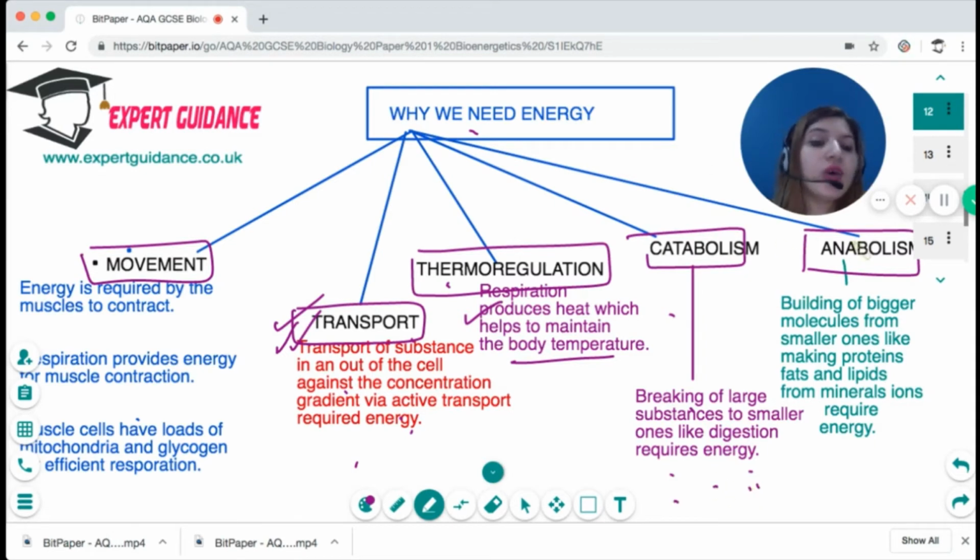On the other hand, we need anabolism. We need the glucose to be converted into cellulose in the plants. The energy is needed to convert glucose into glycogen in animals. The energy is needed to convert glucose into protein, fats, lipids, and oil. So for all these processes, we need energy. This question can come in the exam: what are the various ways in which the body uses energy? So you should remember all these factors.